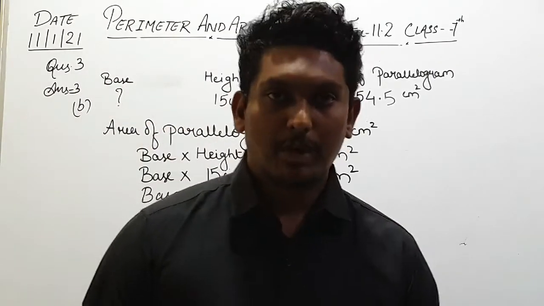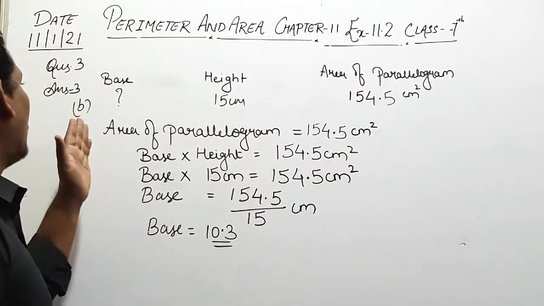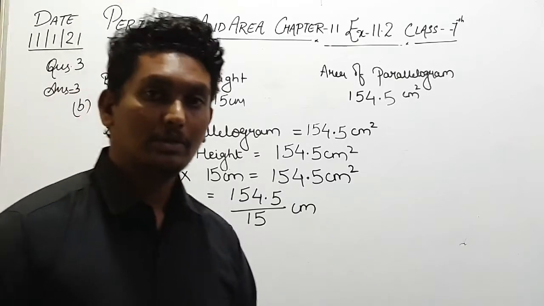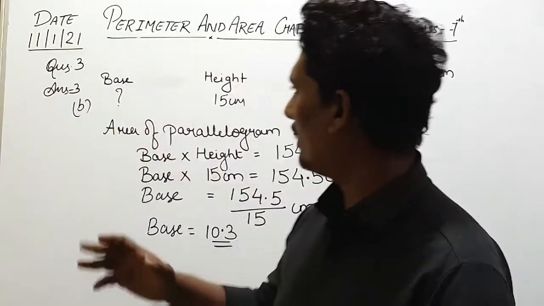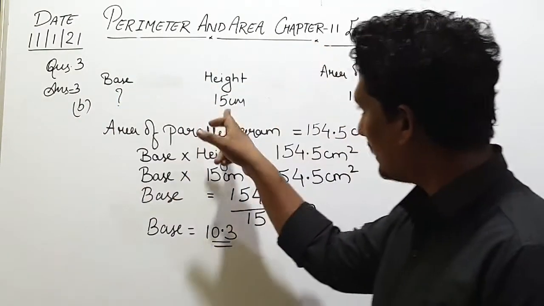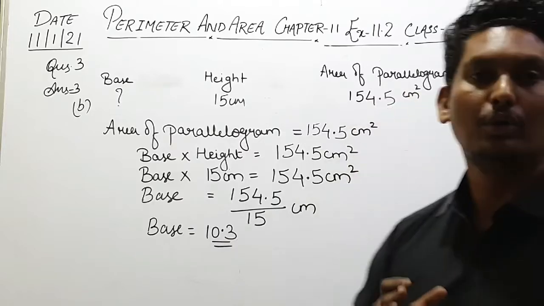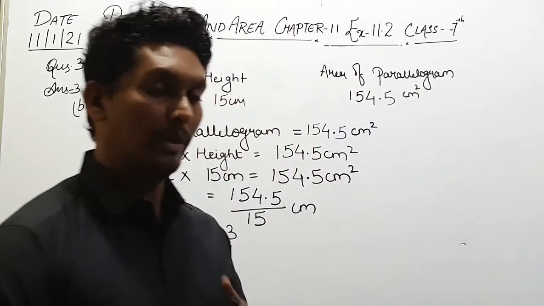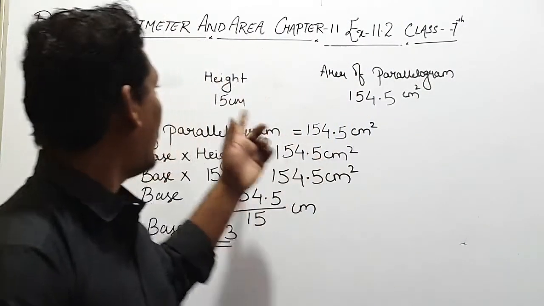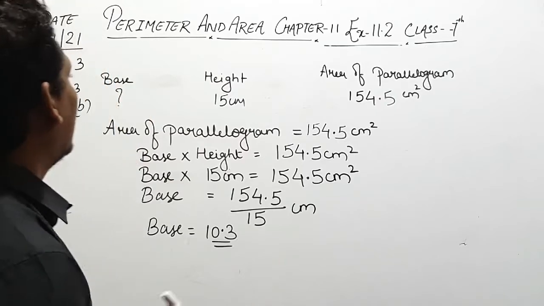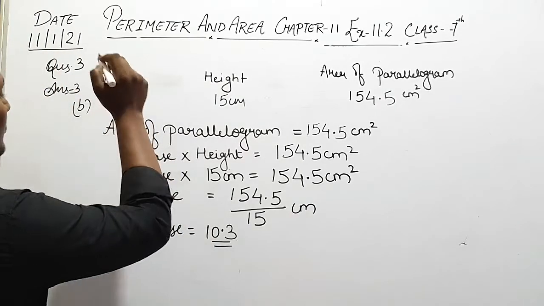Now come to the next part, that is B part. So in this question, what is happening here? Base is not given, height is given, and area is also given to you. So in the previous question, we had to find height, but in this question, we have to find the base.